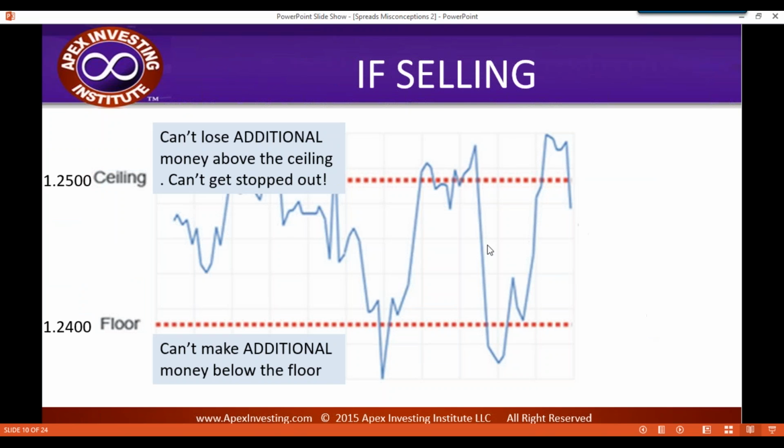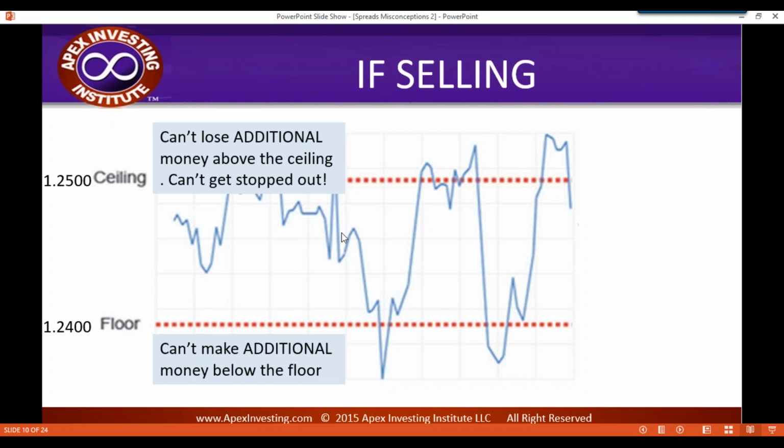We think the market's going down, so we want to sell. Well, if I sell and the market goes down, I don't make additional money below the bottom of the spread, below the floor of the spread. If I sell right here, again, 2400 is the bottom, 2500 is the top. If I sell right in the middle at 2450 and the market goes down 500 points and I'm right, it went way down, I'm only making money to the bottom of the spread, to the floor.